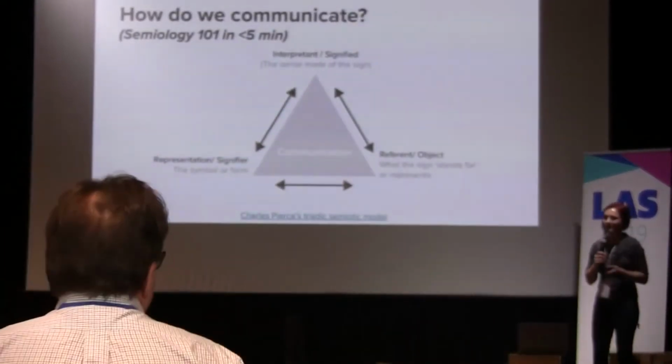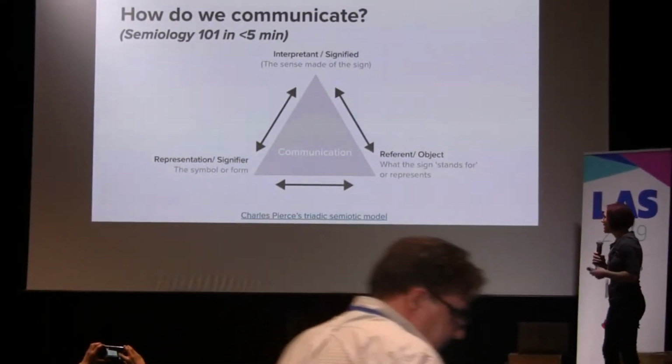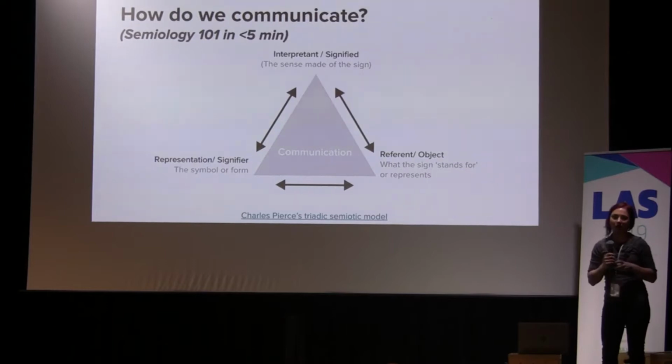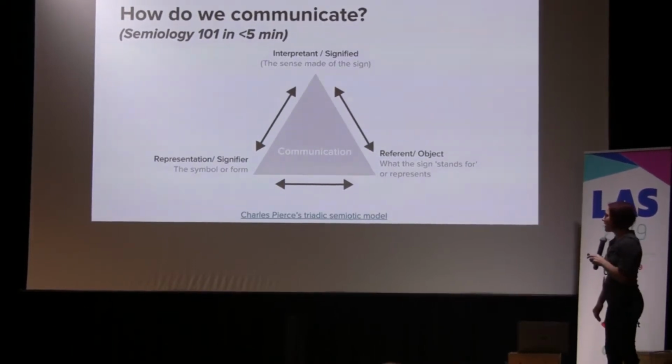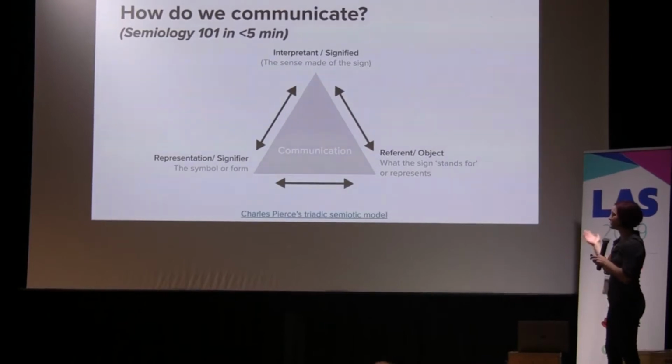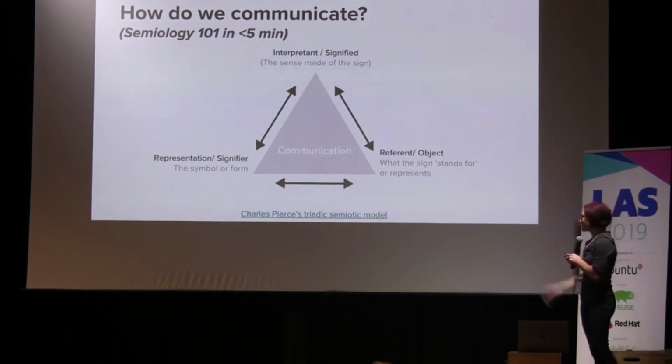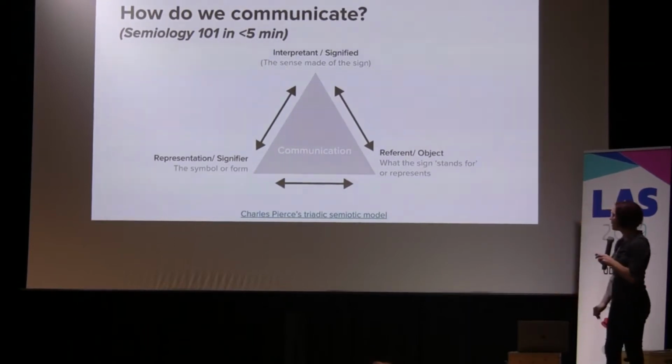art. I don't really think it's a super useful conversation, but just finding a model and putting it to practice works pretty well. So I'm going to talk about one specific model that I think is pretty simple and effective. It's Charles Peirce's triadic semiotic model.